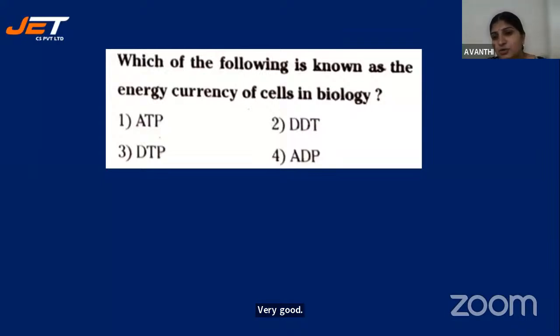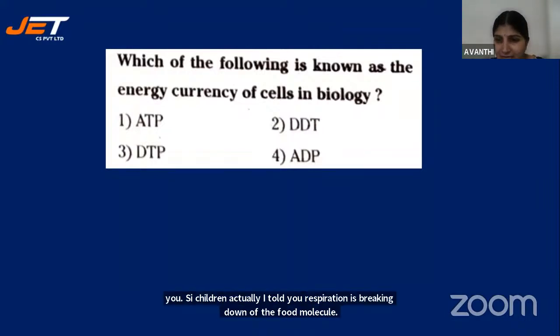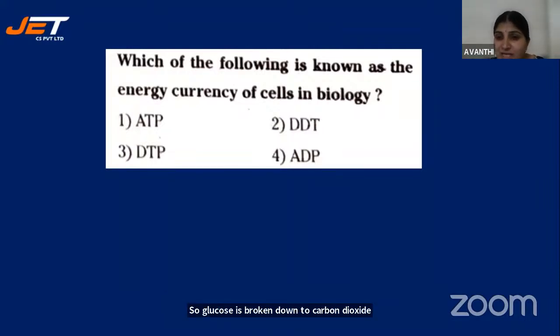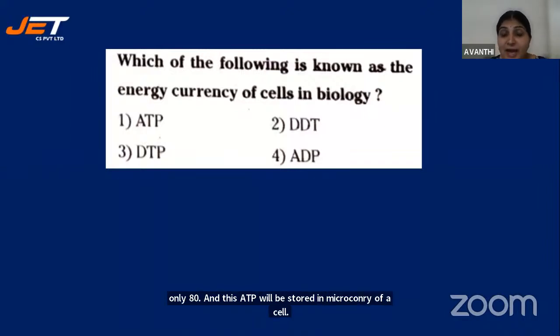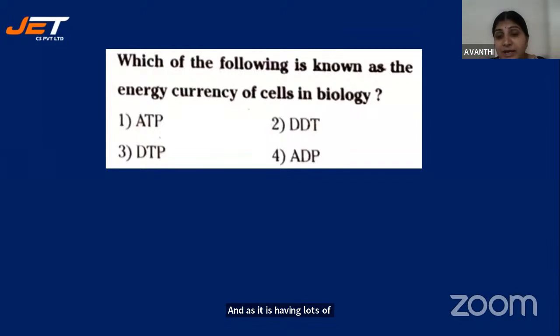See, children, actually, I told you respiration is the breaking down of food molecules. So glucose is broken down to carbon dioxide, water, and energy. And as soon as energy is released at the cellular level, that will be converted to ATP molecules in a cell. And our cell stores energy in the form of only ATP. And this ATP will be stored in the mitochondria of a cell. And as it has lots of energy, when one ATP molecule combines with a water molecule, see, whenever our body requires energy, we are not taking food for some days or some time in a day, and we are starving for one or two times in a day or one day completely.